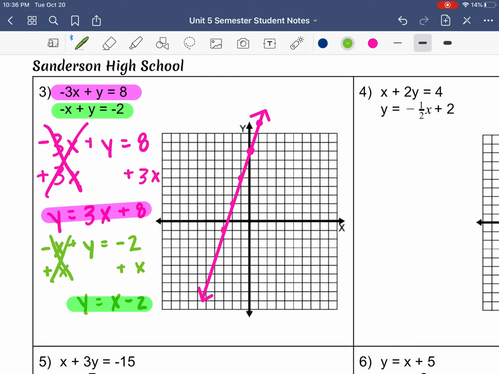So for that equation, we would start down at negative 2. My slope would go up 1 and right 1. The slope is just 1 since there's no number there. I definitely need to extend the other direction.